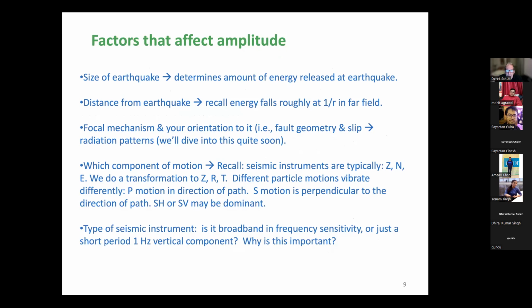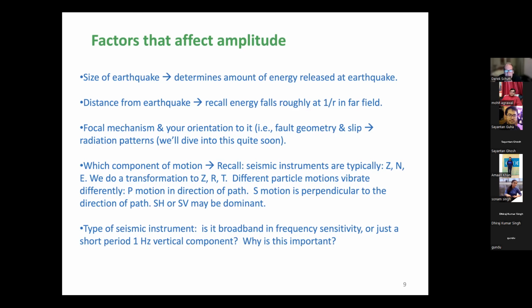Now I want to talk about factors that affect amplitude. The size of the earthquake determines the amount of energy released at the earthquake, and we'll talk about this more when we get to earthquake seismology. Then the distance from an earthquake: energy falls roughly as 1/distance in the far field. The focal mechanism and your orientation to it, so the fault geometry and slip, affects the radiation patterns. And again, we will get into this quite soon.